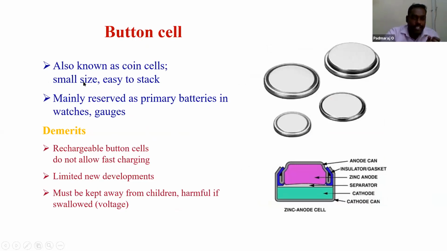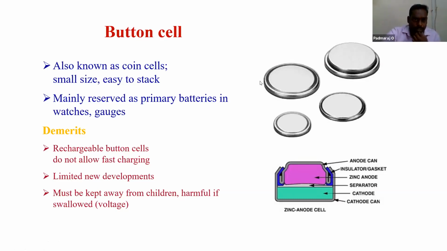That is very small size, easy to stack. Easy to stack means here there is a sandwich type stacking: the anode, then the separator, electrolyte, and cathode. Just stacking like that. It looks like a coin.